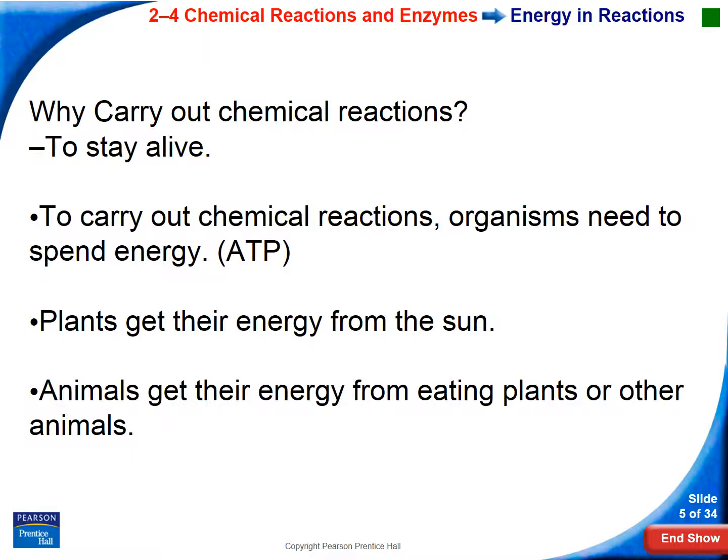So why do we carry out chemical reactions? We got to stay alive. All the things in our bodies that keep us alive are chemical reactions, and a lot of them need ATP. So a reason plants and animals either need to eat or get energy from the sun is so they can make ATP to carry out those chemical reactions to stay alive. So kind of linking it back to our ecology unit there for a second. The reason we need to eat each other is we got to get that energy to carry out chemical reactions to stay alive.